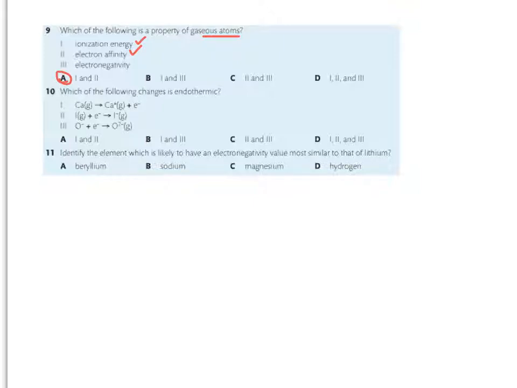Number 10, which of the following changes is endothermic? This one is difficult, but what I do want you to realize is when you look at number 1, you see that an electron's being lost, or it's being ionized, and losing an electron requires energy. So this one's going to be endothermic. But then when I look at the second one, and I see that it's gaining an electron, that then has to be exothermic. These are opposite processes, so only one can be endothermic.